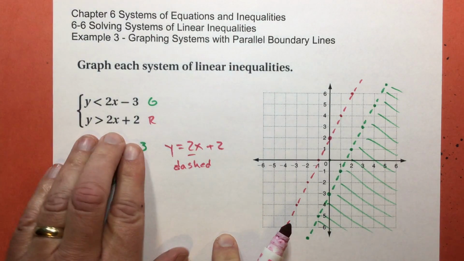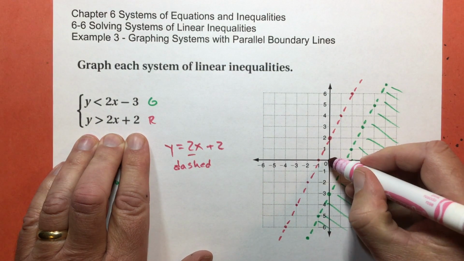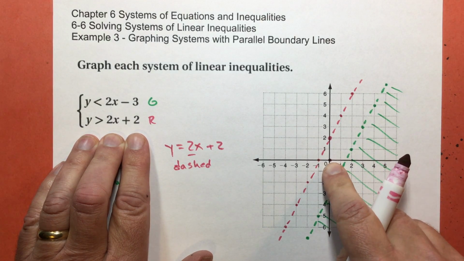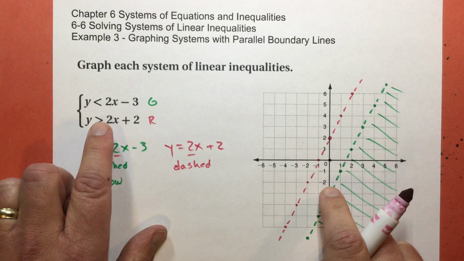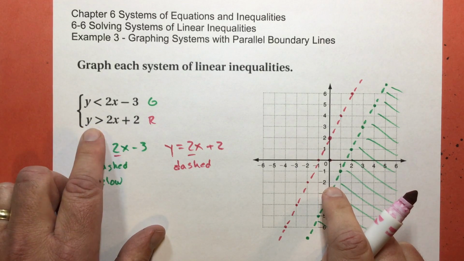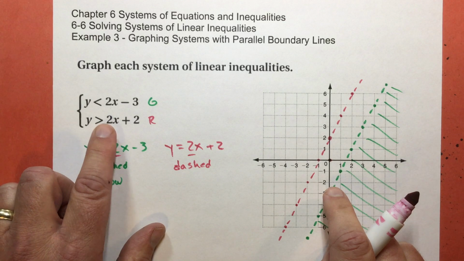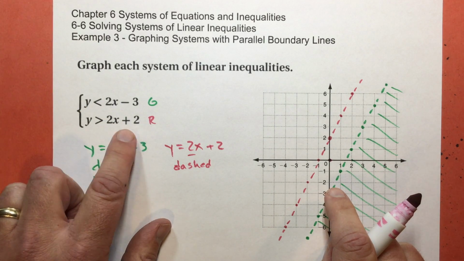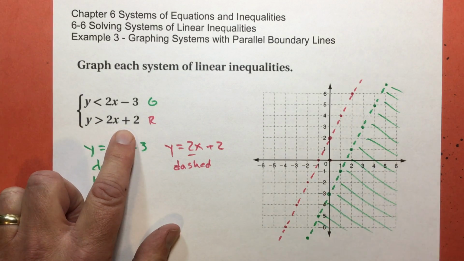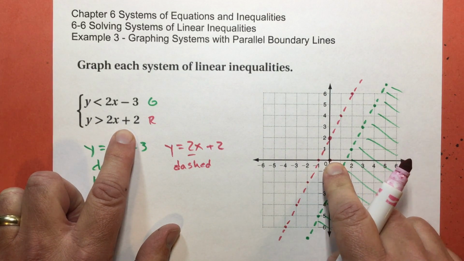Now, do I shade above or below? 0, 0 for this one. Last time it was above, now it's below. Is 0 less than 2 times 0 plus 2, or greater than, I'm sorry, is 0 greater than 2 times 0 plus 2? 2 times 0 is 0, 0 plus 2 is 2. Is 0 greater than 2? No, it is not, so 0, 0 is not going to work for this one.